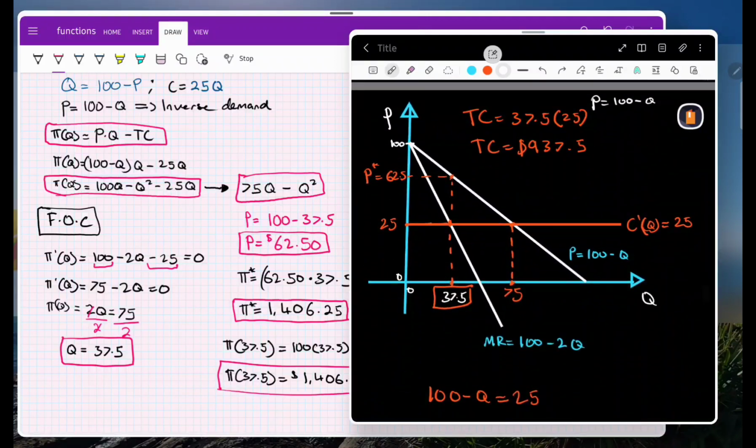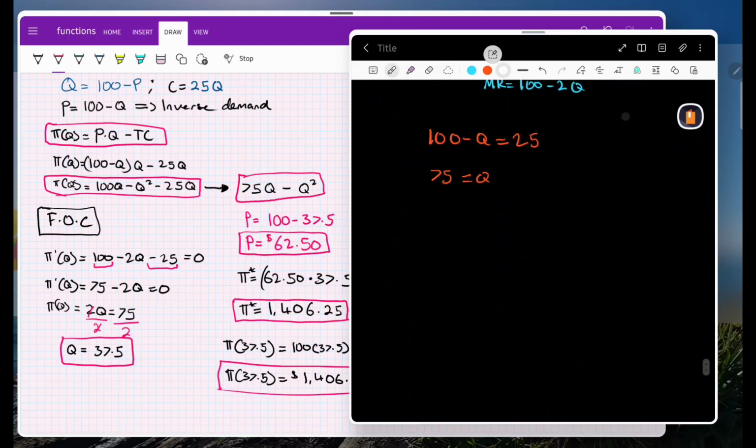Now, this is a different interpretation. This is your quantity and price, where the profit maximizing price was 62.5, gives you a quantity of 37.5, and intersects your marginal revenue and your marginal cost at 25. Now, this is a classic supply and demand. There's no supply though, so your supply is your cost function, which is a horizontal line at 25, because it's linear. But I want to set marginal revenue equal to marginal cost.